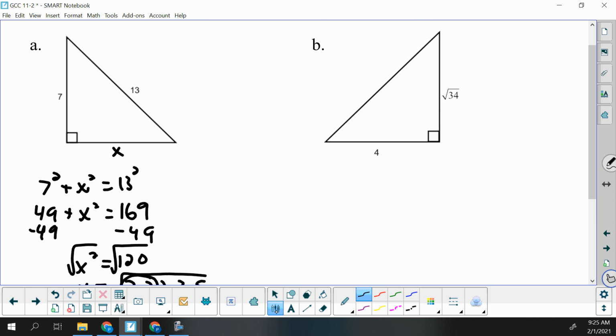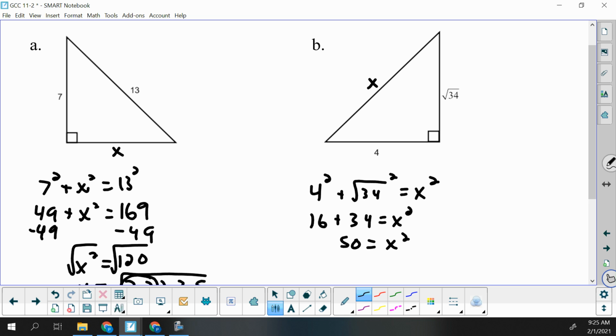As we move over to B, notice the missing side is the hypotenuse. So we'll call that x. So here we're going to have 4 squared plus square root of 34 squared equals x squared. Four squared is 16. And when you square a square root, you get the number underneath back. So square root of 34 times square root of 34 is just 34. When we add those together, we get 50.